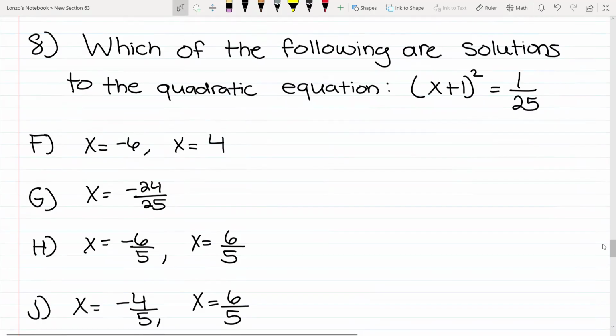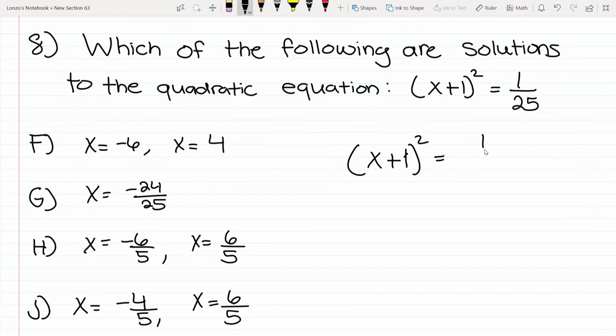Okay, question 8 says, which of the following are solutions to the quadratic equation, (x plus 1) squared equals 1 over 25? So when they say solution, they mean the x-intercept. So all we got to do for this one is solve for x. So we have x plus 1 squared equals 1 over 25. And then the first thing I would do to solve for x is get rid of this power 2. To do so, I'm going to square root both sides.